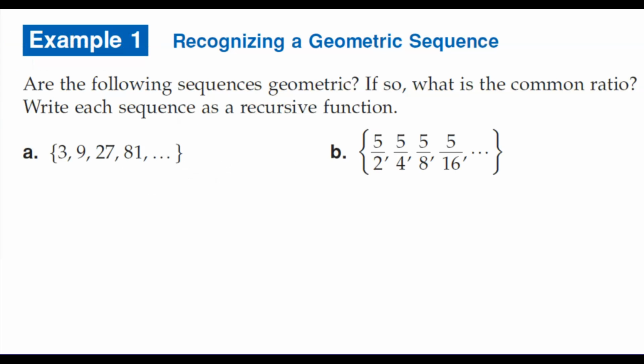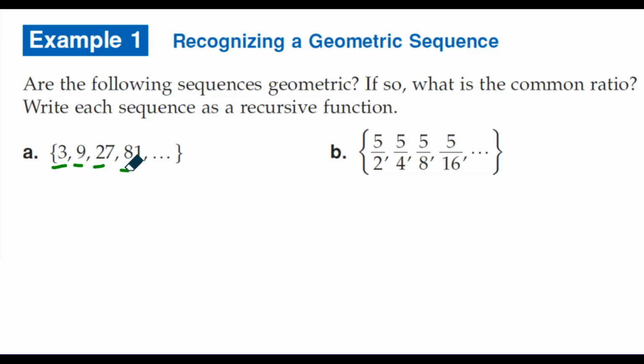Now let's look at this first example, which asks, are the following sequences geometric? And if so, what is the common ratio? Once again, you know that a sequence is geometric if the next term is obtained by multiplying the previous term by some common ratio. Sometimes you can just look and see it and it jumps right out at you, and sometimes finding the common ratio isn't so easy.